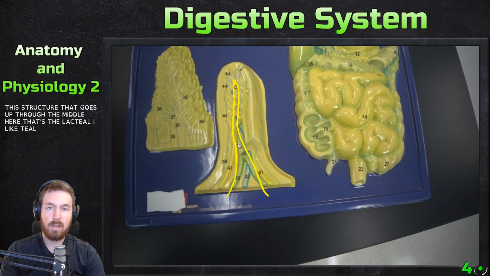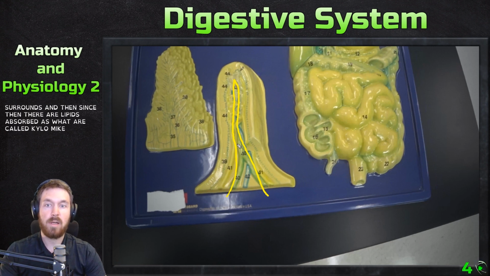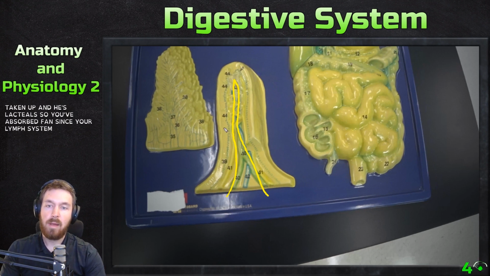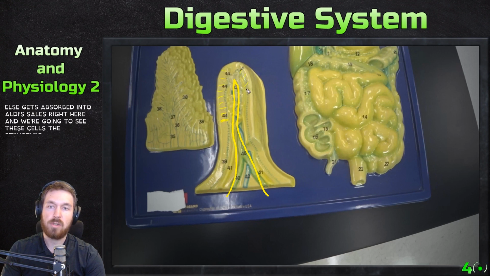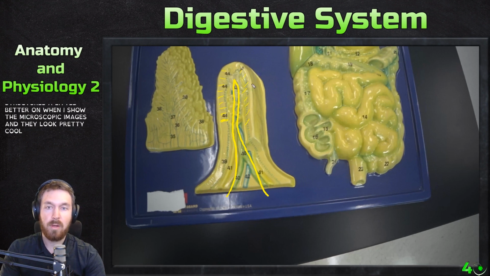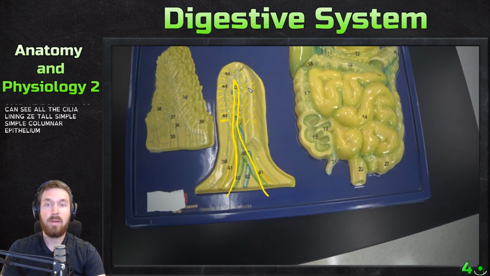So when we digest fats, bile surrounds them. Since they're lipids, they get absorbed as what are called chylomicrons. These chylomicrons then get taken up in these lacteals, so you absorb fats into your lymph system. Everything else gets absorbed into all these cells right here. We're going to see these structures a little better when I show the microscopic images, and they look pretty cool. You can see all the cilia linings. They're all simple columnar epithelia that line this.